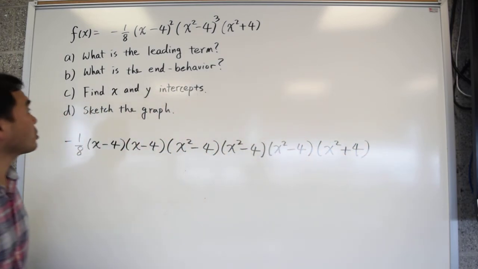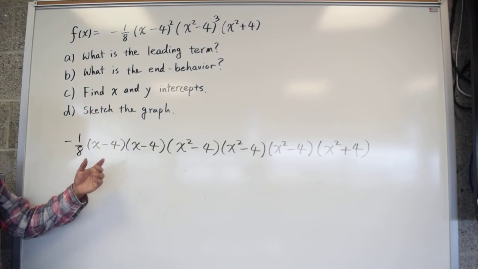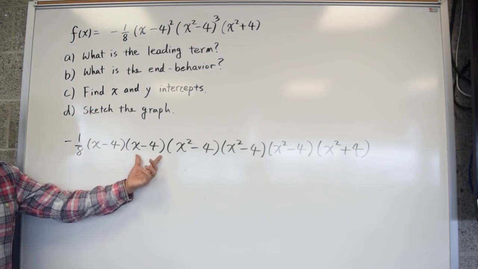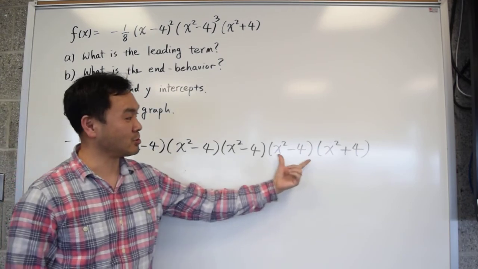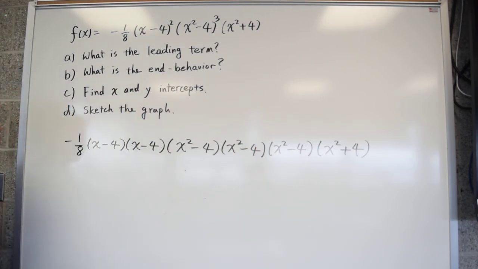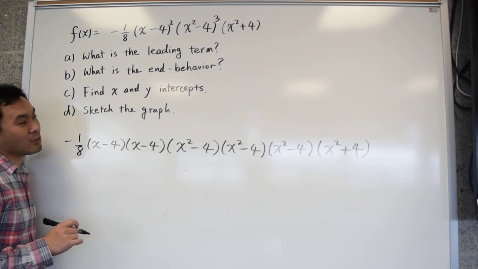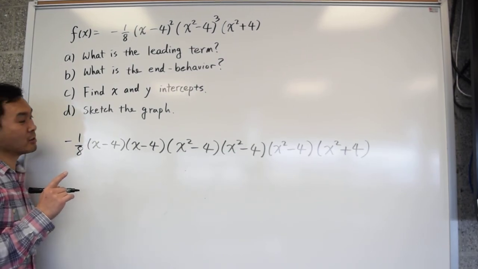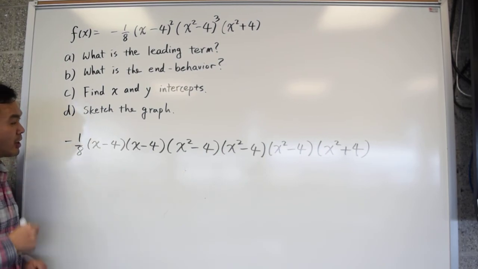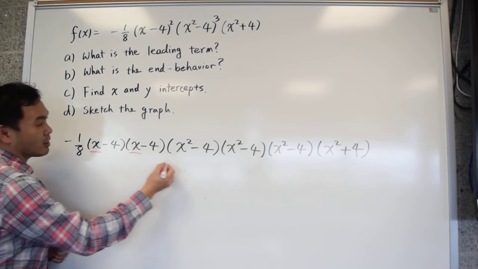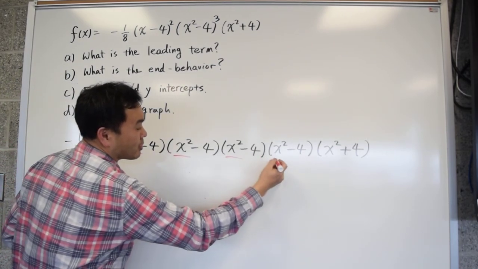Right, so I just wrote down x minus 4 squared is x minus 4 times x minus 4. x squared minus 4 cubed is this times this times this, itself to the third power. And think about how you can get the highest order. Well, the ones that I underlined are the highest order in each of the parentheses, right?